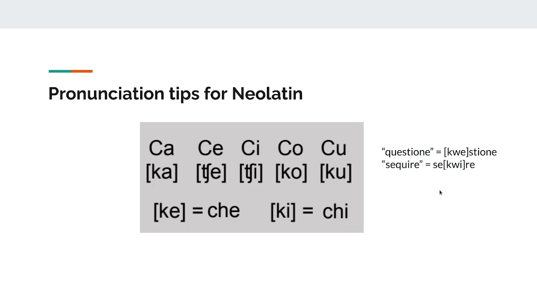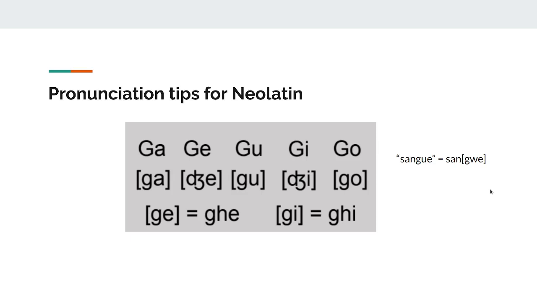And then, if you look over here, this is just to demonstrate that, with the exception of specific cases, almost all words that are spelled with QUE and QUI are going to be pronounced as que and qui. So over here we have questione, which is the issue or matter of a subject, and we have seguire, which means to follow.